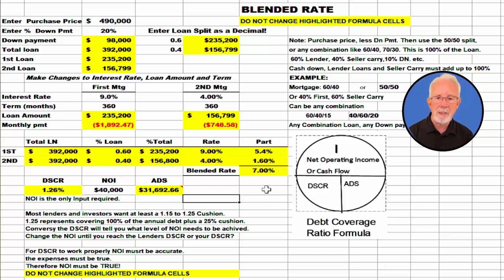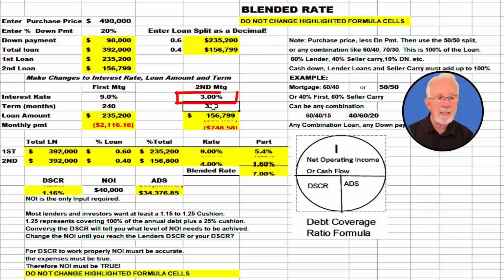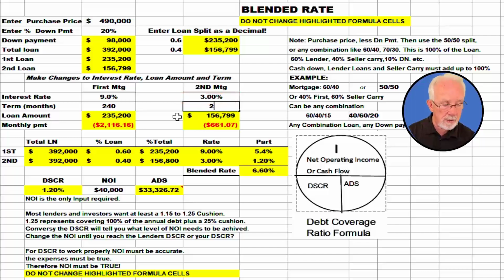But now we can manipulate some of these figures and see what we can do. Let's say we drop the term down to 240 months, 20 years, and now our debt coverage ratio went down to 1.16. And let's say we drop the second mortgage down to 3, and we decrease the term to 240. And now we've got a 12% cushion, and we haven't changed the net operating income.